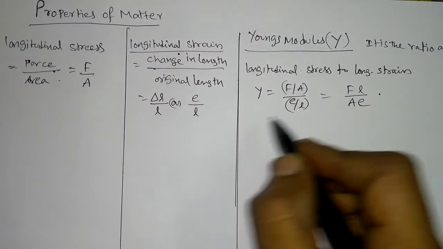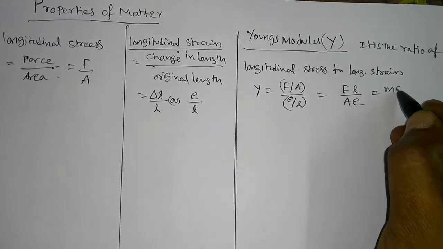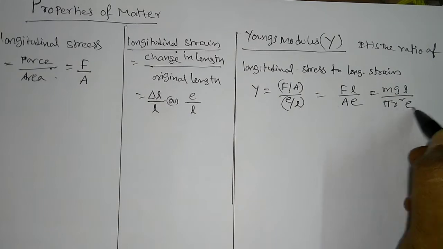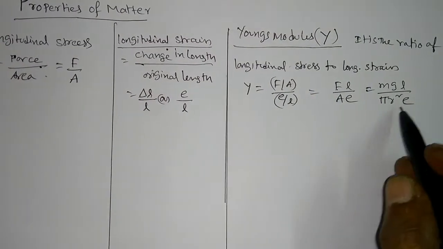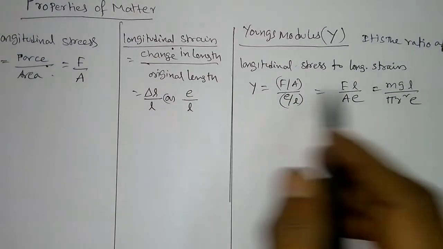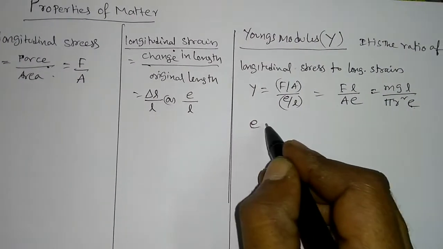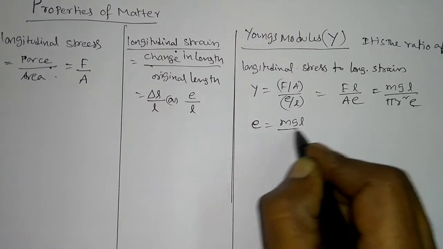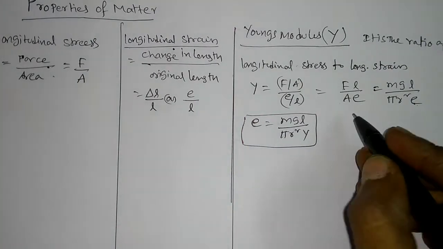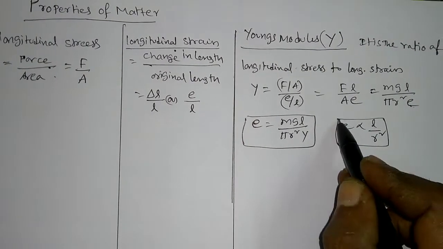Sometimes in place of force, weight will be acting, so you can say mgL by area, and if you take a wire, pi r square into l. In general we can use this for doing problems. In many problems they will ask for the elongation, that's why I want to bring the relation for the elongation. So l is equal to mgL by pi r square Y. Or simply you can say l is proportional to L by r square, if force and Y are constant.